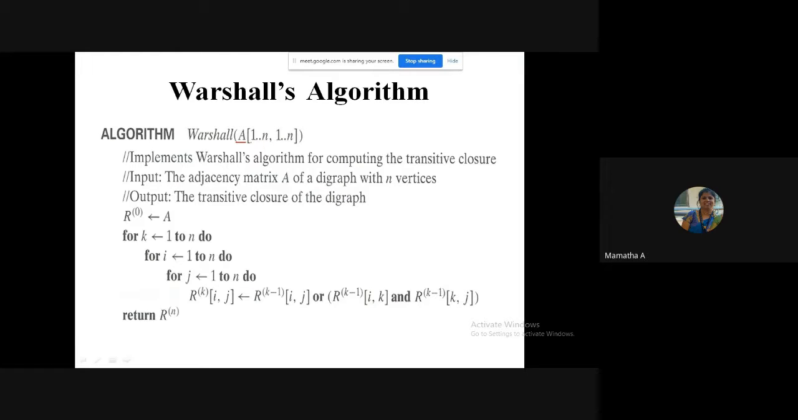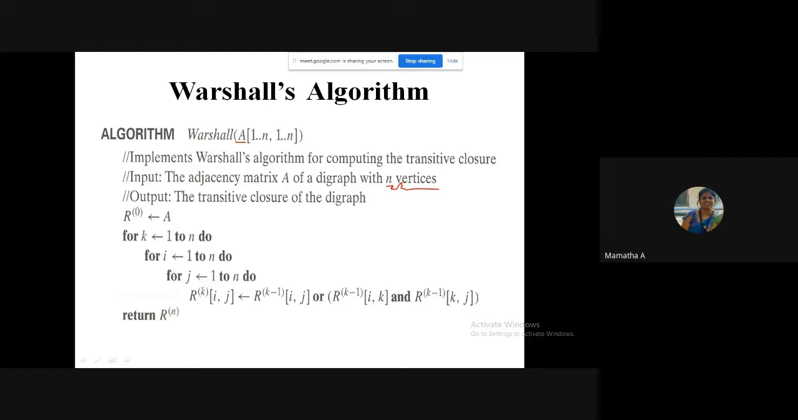And what does this A contain? A contains the adjacency matrix of the digraph. A directed graph is also called a digraph, the simpler form. The adjacency matrix is given as an input to the algorithm, for how many vertices? N vertices. As I told you, your adjacency matrix is of size n cross n, so 1 to n, 1 to n. Are you all understanding? The rows are numbered from 1 to n, and the columns are also numbered from 1 to n.